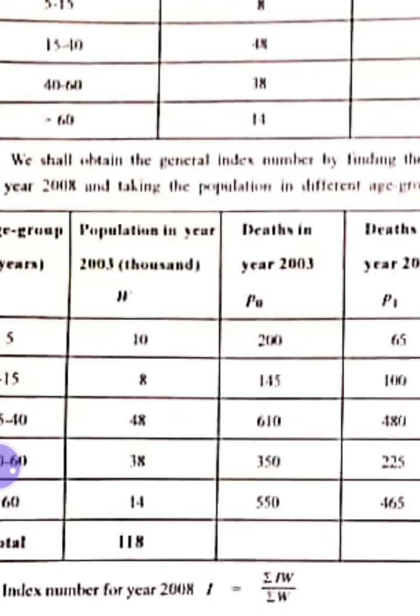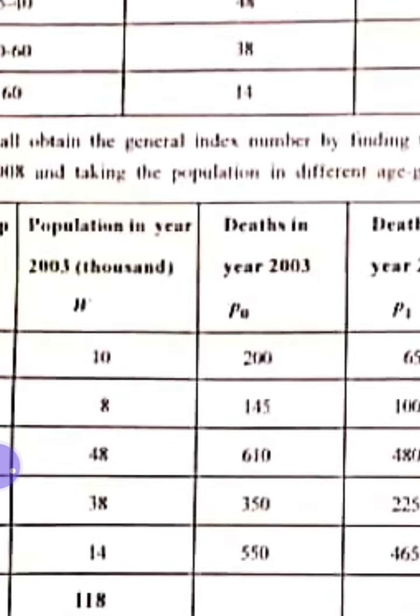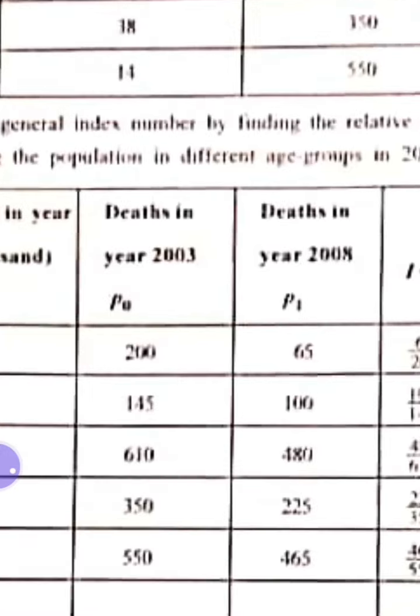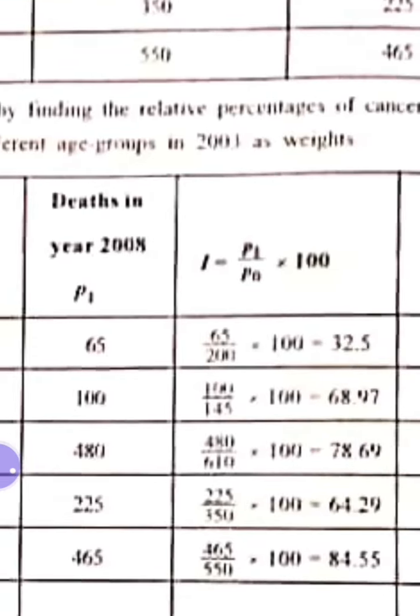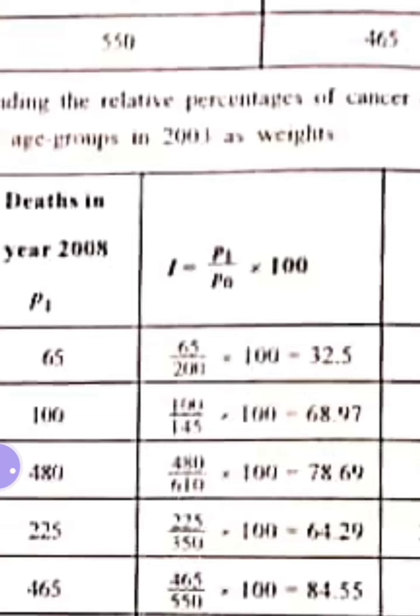They have told us that the year 2003 is the base year, so it has been taken as P0, and P0 given to us is 200, 145, 610, 350 and 550. Deaths in the year 2008, the current year, have been taken as P1, that is 65, 100, 480, 225 and 465. Children, over here I has not been given to us, so we are going to find it with the help of P1 and P0. We know the formula now, that I is equal to P1 upon P0 into 100.